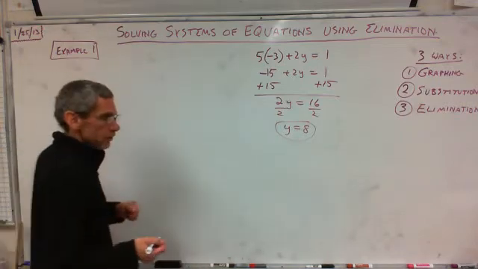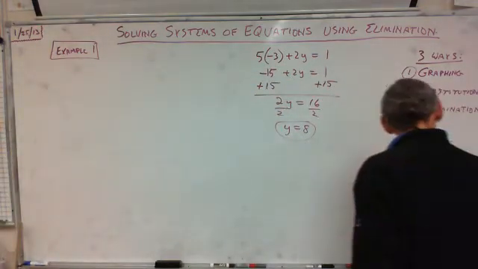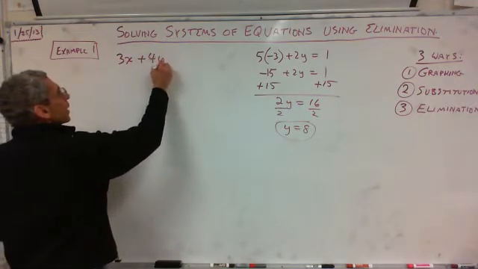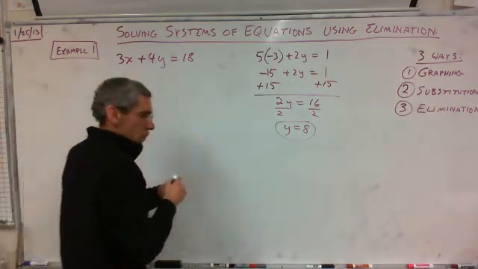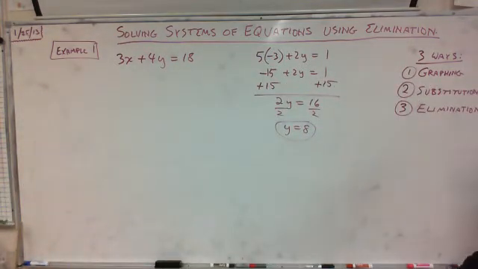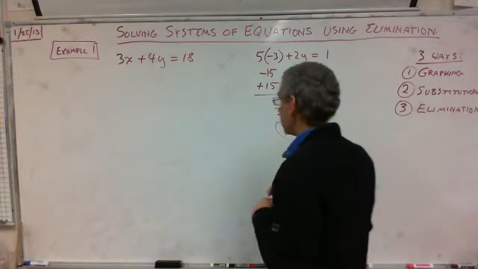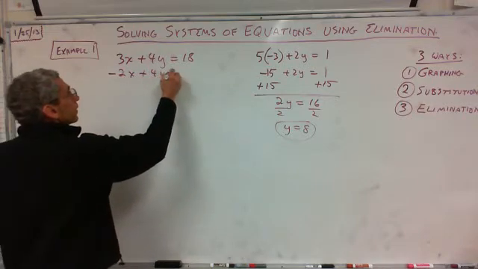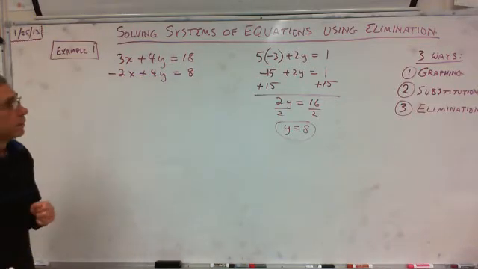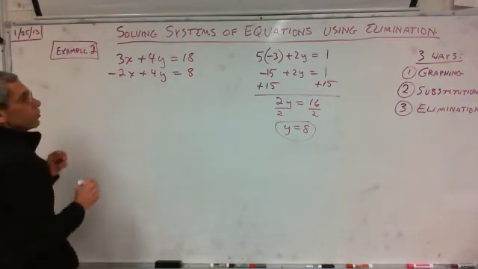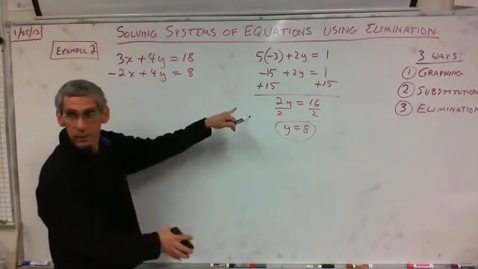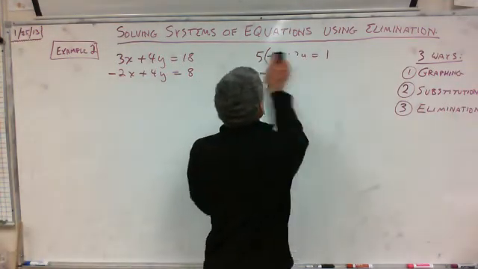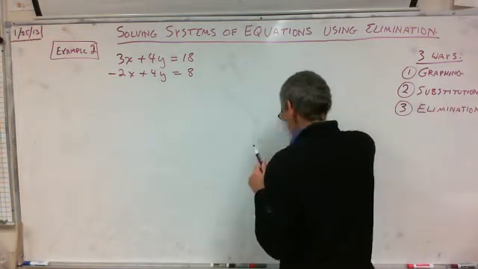All right. So what if I did this one? 3x plus 4y equals 18. And negative 2x plus 4y equals 8. This is example 2. Can I erase this now? They're the same. Nathan, can I erase this? All right, now we are on to the second example.